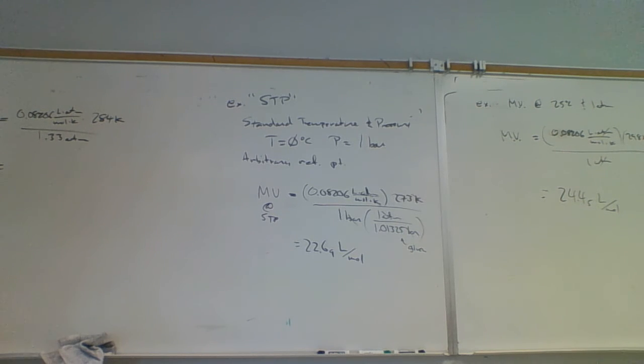0.08206 times 284 divided by 1.33 gives 17.52 liters. What happens is two things. One, the temperature: the colder the temperature, the smaller the volume. And two, the higher the pressure, the smaller the volume. So this is kind of a small volume here, 17.5 liters.